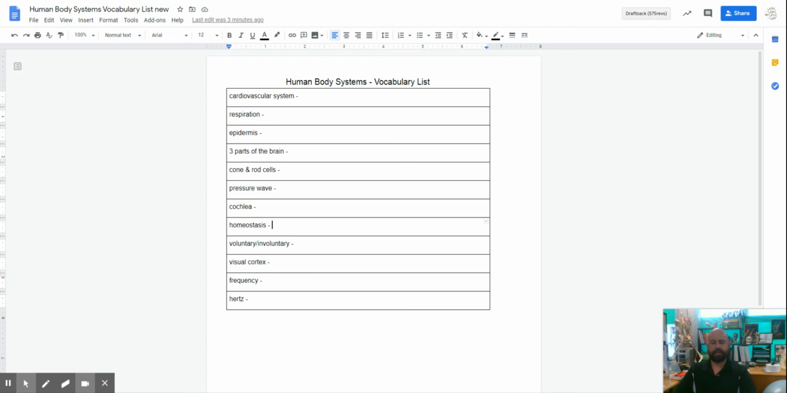Visual cortex is the portion of the brain that interprets light signals that the retina transports down to it. Frequency has to do with sound. This is the number of vibrations per second that are interpreted. And hertz is the frequency of the waves, meaning how many of them are interpreted. Again, both of those are in the textbook. This was a very brief, very short little summary.